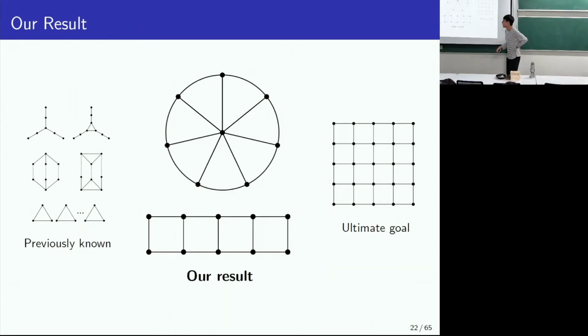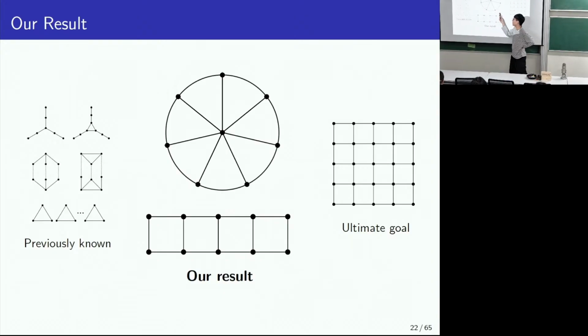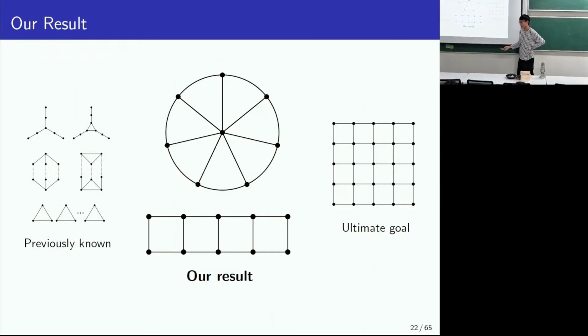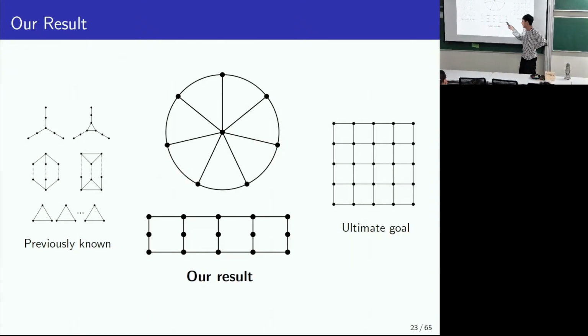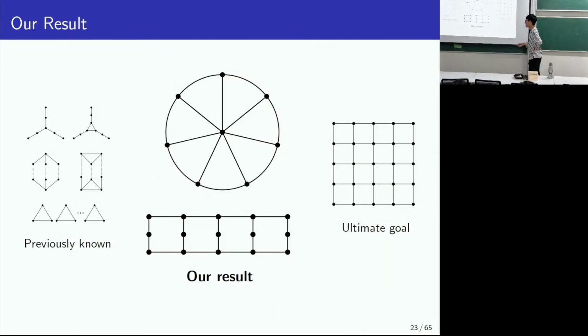Our results give that we can find both a large fan and this ladder as an induced minor. In fact, we proved something a bit stronger. We can find a subdivision of a graph that is obtained by subdividing one of these vertical edges in the ladder.